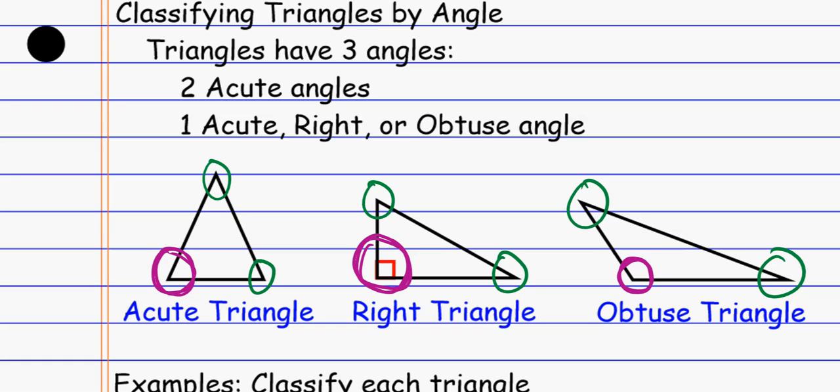If all of them are acute, then it's acute. If just one of those is a right angle, then it's a right triangle. And if just one of them is an obtuse angle, then it's an obtuse triangle.